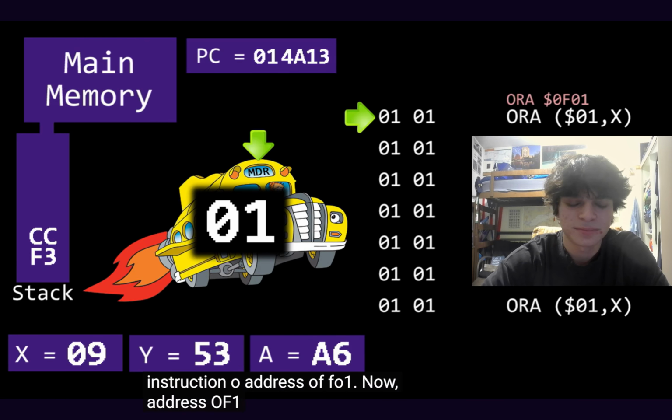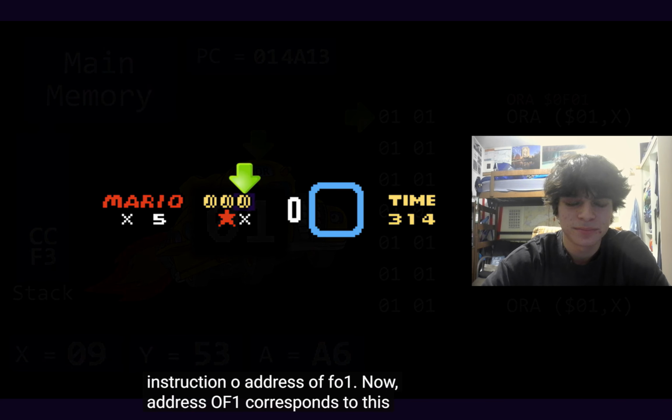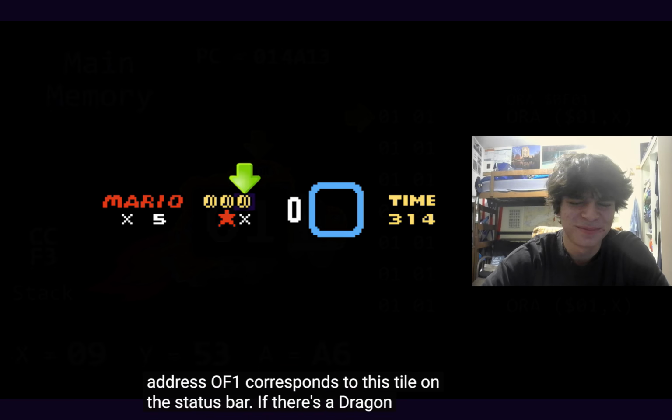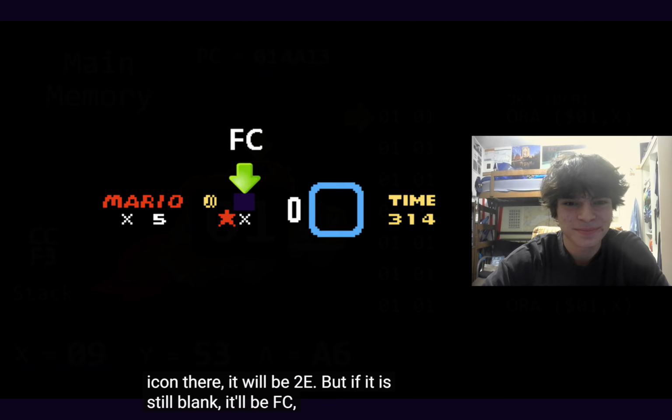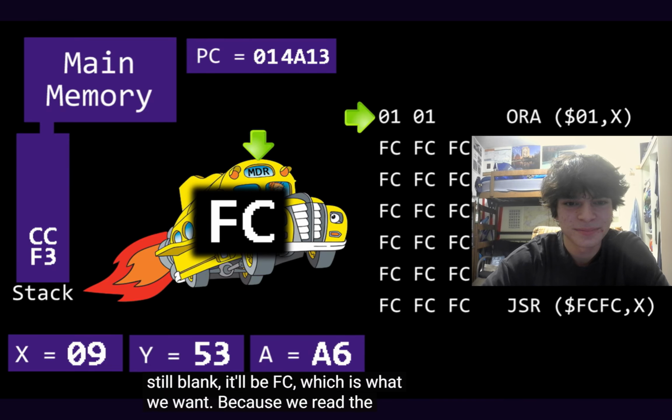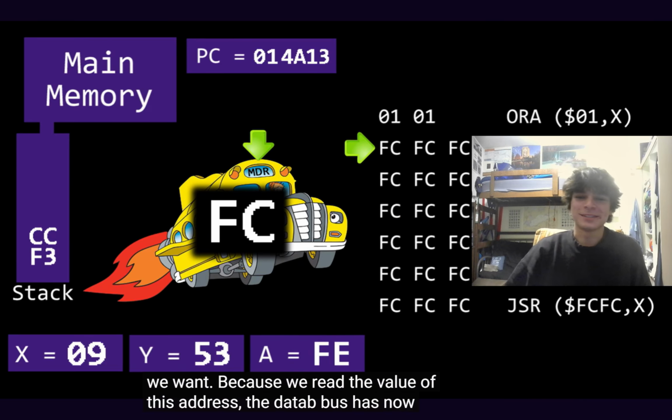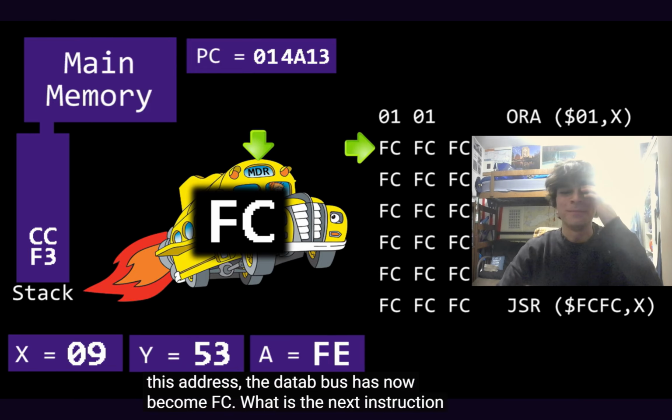Now, address 0F01 corresponds to this tile on the status bar. If there's a dragon coin icon there, it will be 2E, but if it is still blank, it'll be FC, which is what we want. Because we read the value of this address, the data bus has now become FC. What is the next instruction to execute?